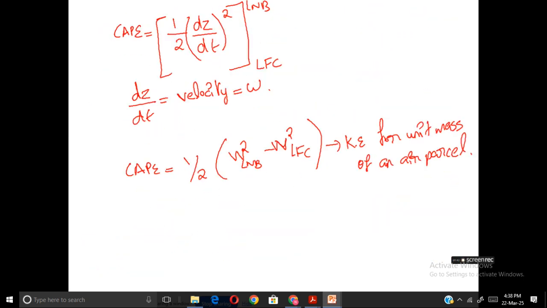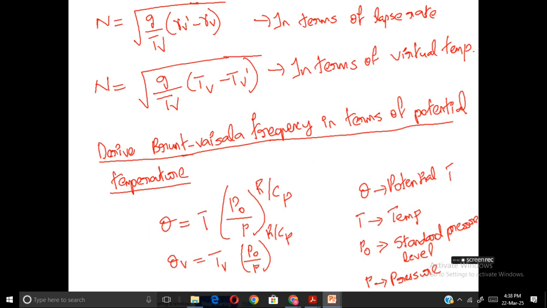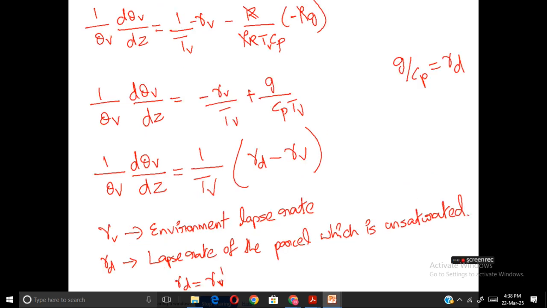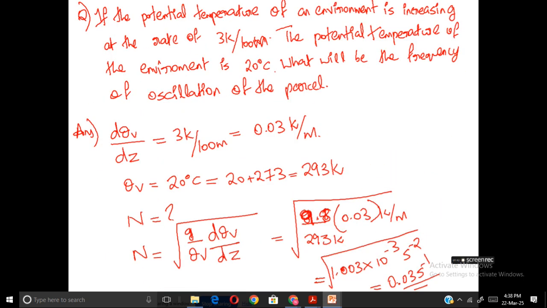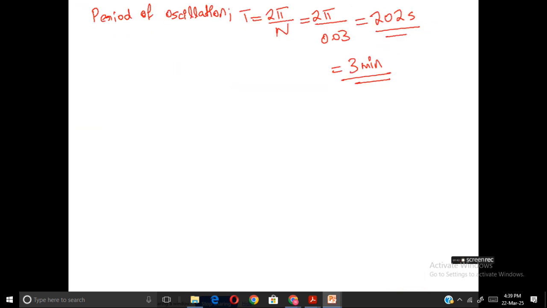So these things we learned: what convective available potential energy is, what convective inhibition energy is. Finally, we learned how to derive the Brunt-Vaisala frequency in terms of the potential temperature. So we know the equation for the Brunt-Vaisala frequency in terms of lapse rate, in terms of temperature, in terms of virtual temperature, and finally in terms of potential temperature as well.